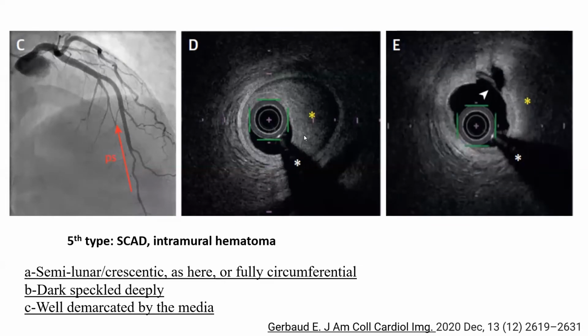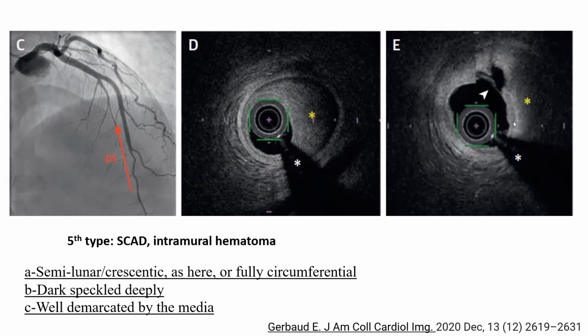So 1, it's semi-lunar or crescentic, but it can sometimes be fully circumferential. 2, it's dark deeply. 3, it's well demarcated by the media, and it pushes the true lumen. For example, this is in the same patient at a different part of the longitudinal scanning. And you see here not just the hematoma, you see the intimal tear. Now, if you only see this image in isolation, I would think, okay, this is cap rupture in a patient with heavy lipid core. It can totally look like this.